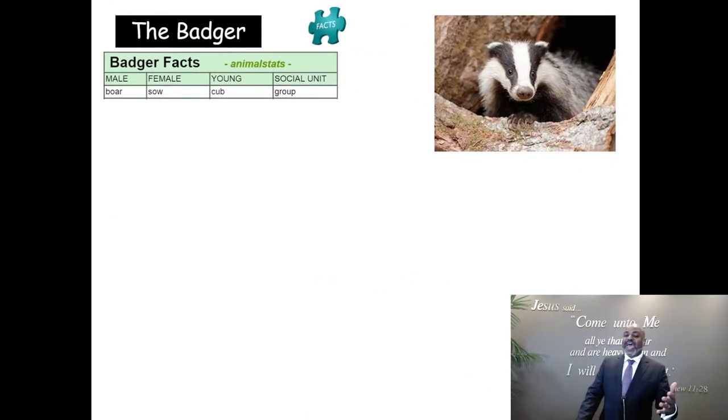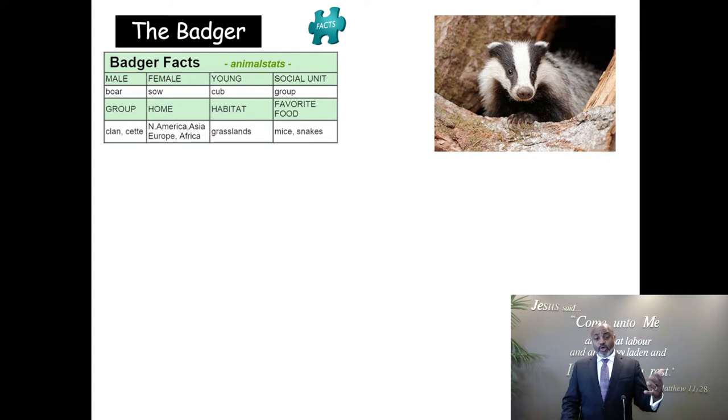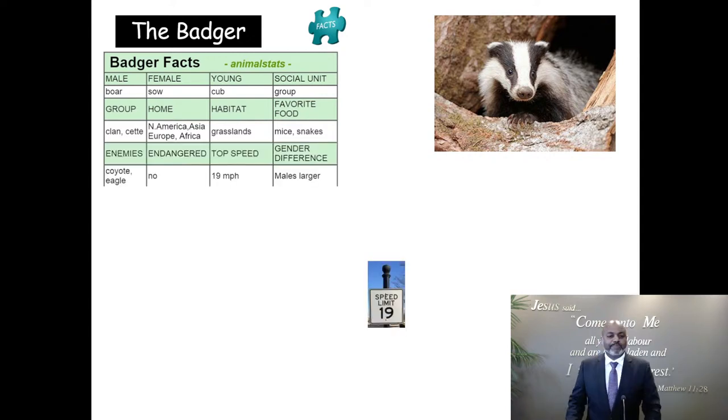Okay, we got some fast facts. Okay, get ready. This is going to be fast. Males are called boars. Females are called sows. Young are called cubs. The social unit, according to science, is a group. High tech. Okay, a group is called a clan or a set. Okay, they are found in North America, Asia, Europe, and Africa. Habitat, they like to live in the grasslands, and their favorite food, mice and snakes. Maybe a snake salad. Enemies, coyotes and eagles.